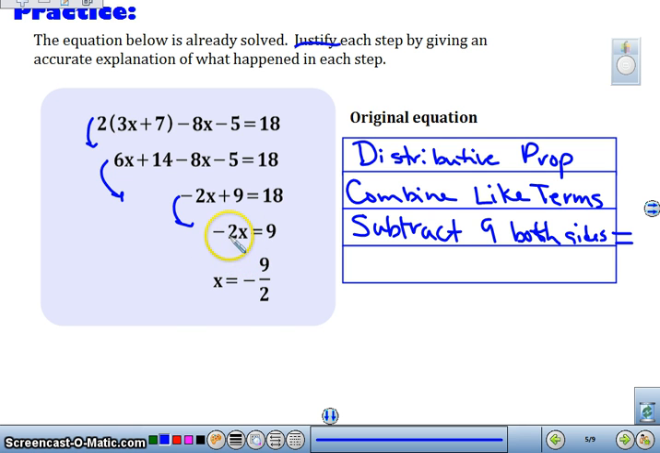Next, we went from negative 2x to just an x. Both sides got divided by negative 2. So we're going to put divide by negative 2, both sides of the equal.